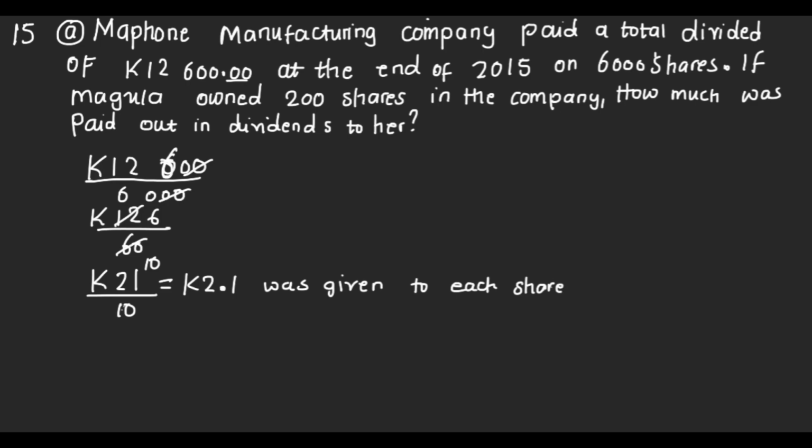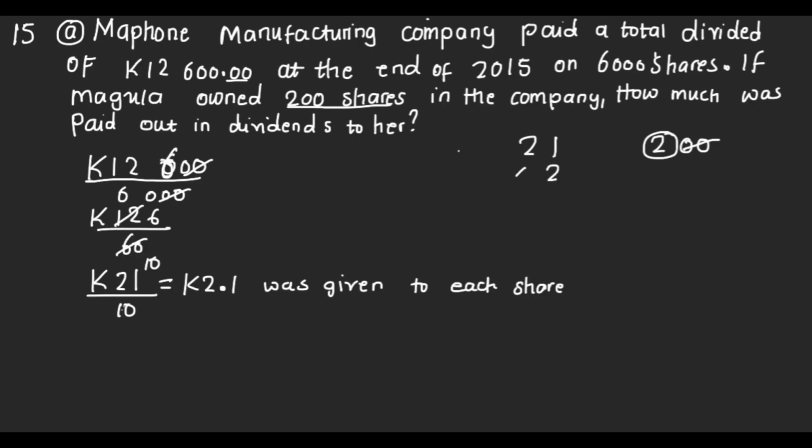Now if we know the money that was given to each share, let's look at how many shares Miss Magula owned. Magula owned 200 shares. So multiply 2.1 by 200, and that is the money Magula got as dividend. There are two ways in which we can simplify a question like this. The first one, let's ignore the point. If we ignore the point, we have 21 times 200.